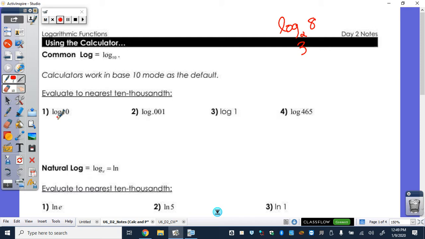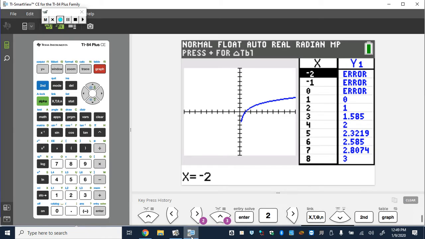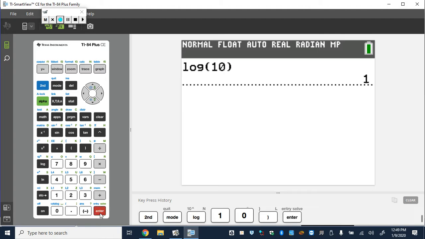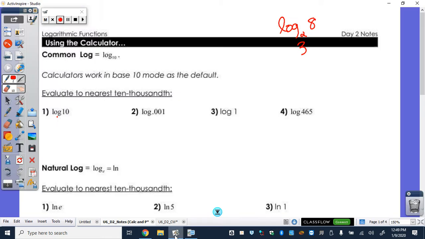So for example, log 10. Log is over here. You just push log 10 and then hit enter. So then the calculator evaluates it for us. Log 10 is 1. So go ahead, type in that next one, log of 0.001. Log of 0.001 gives us -3. So what's log 1? 0.